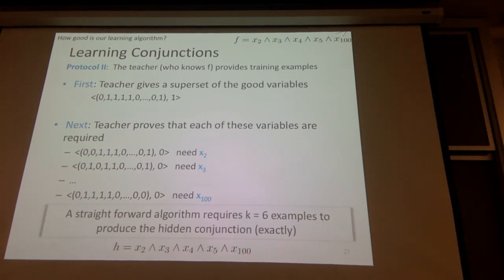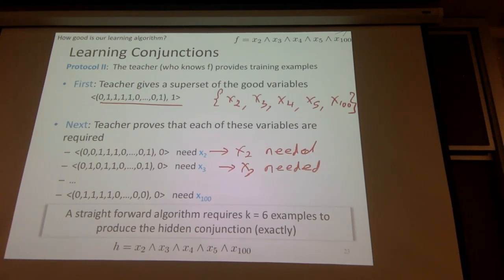Questions? At this point, with these 6 queries, you know the function. You know that it's a subset of those 5 things, and every one of those 5 are needed. So teaching is extremely efficient in terms of the number of examples needed, while active learning required an entire 100 examples. Teaching requires only 6, and this is the intuition that a good teacher can do a good job. So, yes.